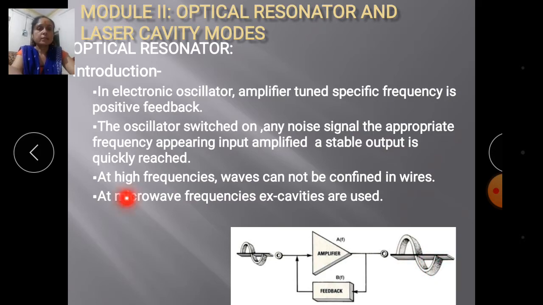At high frequencies, waves cannot be defined in particular wires. So at microwave frequency, cavities, for example, various types of cavities can be used in this way. The cavity can be completely enclosed in a metal box, and that closed cavity is used for light frequency. The wavelength is approximately a few 0.5 millimeters.